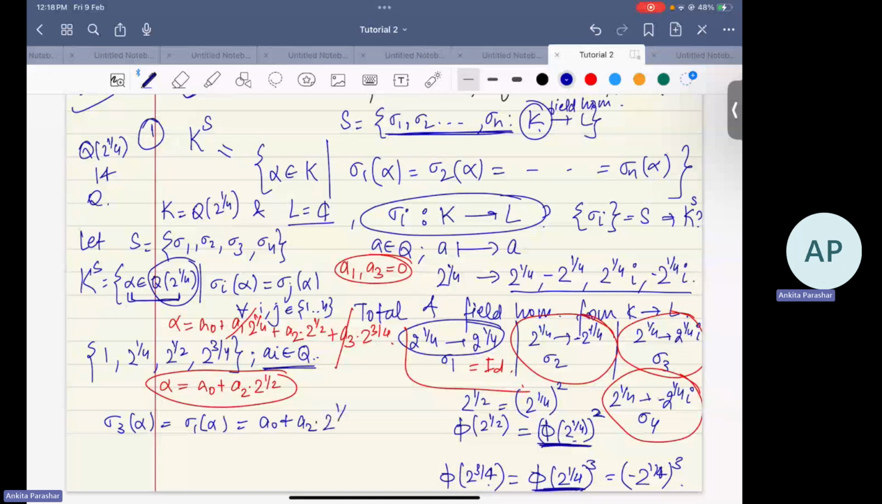So as we had earlier, phi of root 2, the whole square is phi of 2, which is 2. Therefore, phi of root 2 whole square is 2, which implies phi of root 2 is plus or minus root 2. Again, if you take i squared is minus 1, phi of i whole square is minus 1.